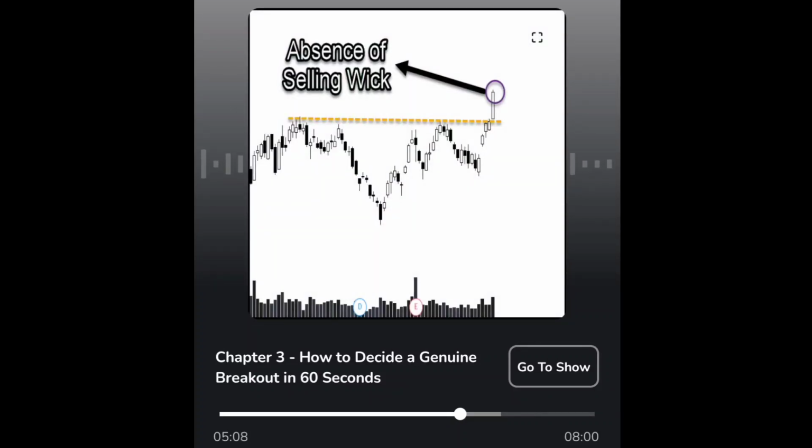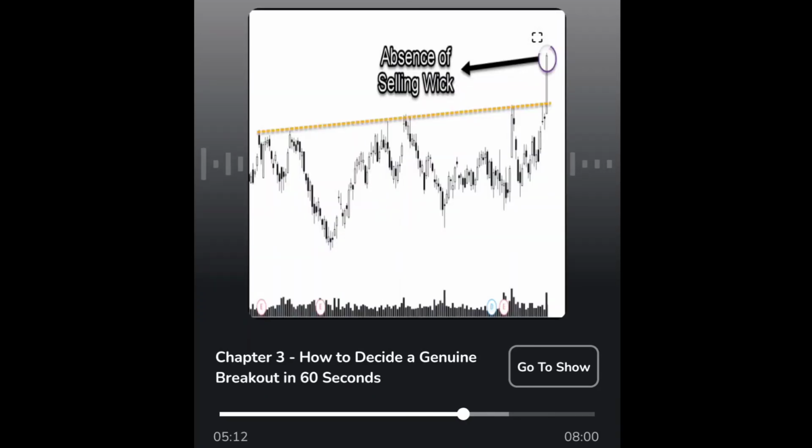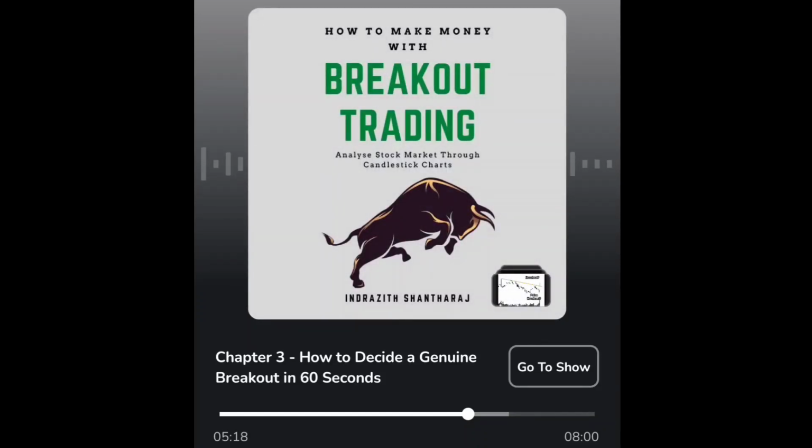Image 3.11 shows the complete absence of selling wick, which clearly indicates the intention of smart money. Image 3.12 shows the presence of slight selling wick. It is acceptable as selling wick size is almost negligible as compared to the size of the candle. One can use common sense to decide this.